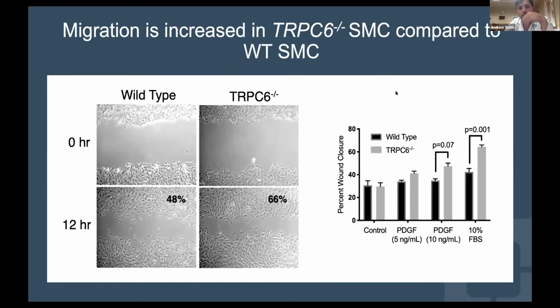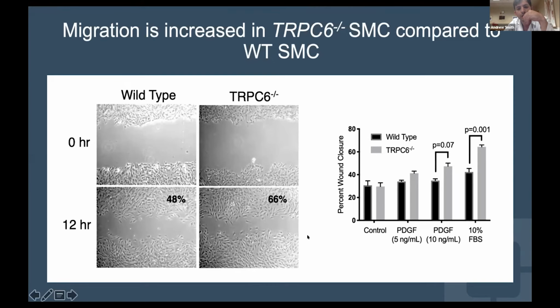In addition, we assessed if migration was different between wild type smooth muscle cells and TRP6 knockout smooth muscle cells. These are razor scrape assays of cultured wild type and TRP6 knockout primary smooth muscle cells, and the percent wound healing, and thus the degree of migration, was assessed 12 hours after the razor scrape.